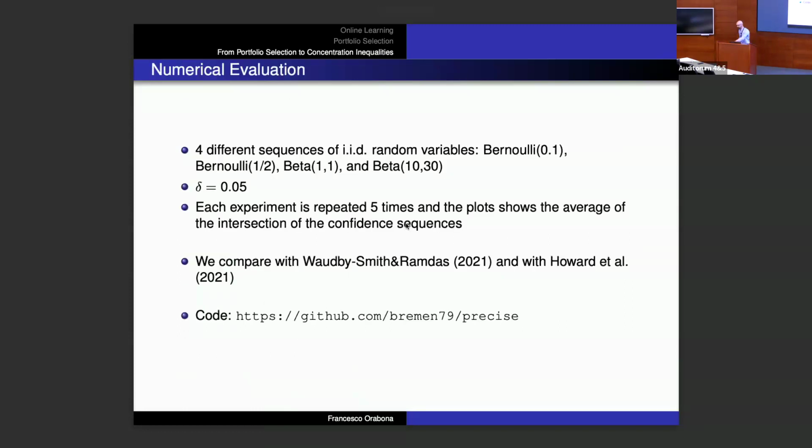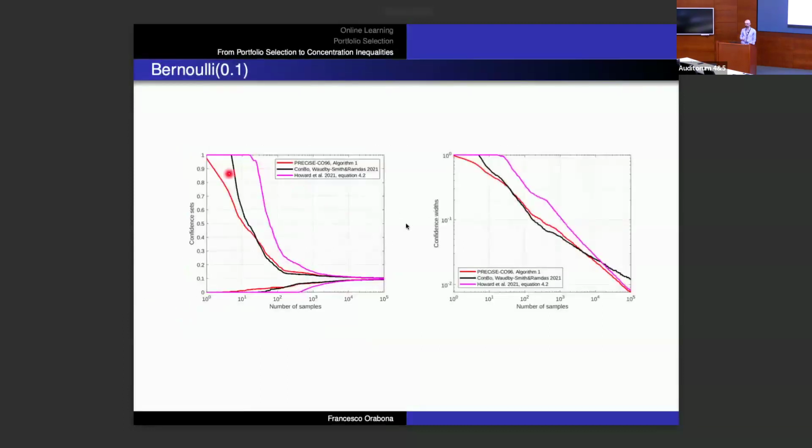Okay, so in the last few minutes, let me show that this actually works. I tried 4 different sequences of IID random variables: 2 Bernoulli and 2 betas. The probability of failure is 0.05. I compare with Waudby-Smith and Ramaswamy, and I compare with Howard et al. That is the state of the art if you care about formulas. If you don't want to solve things numerically, if you just want the best formula ever, this is the paper that you should use. My code is online, by the way. And these are the results.